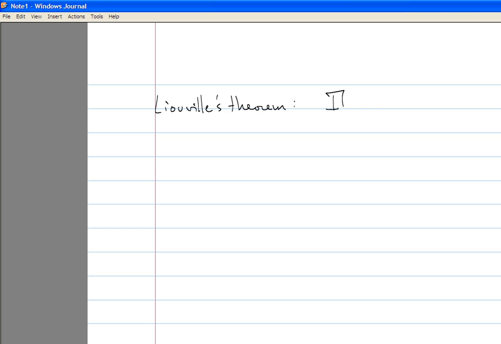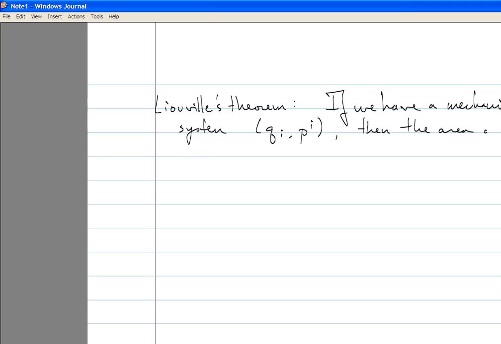So the idea is that if we have a mechanical system parameterized by some positions q_i and conjugate momenta p_i, then the area of a region in phase space stays constant in time.